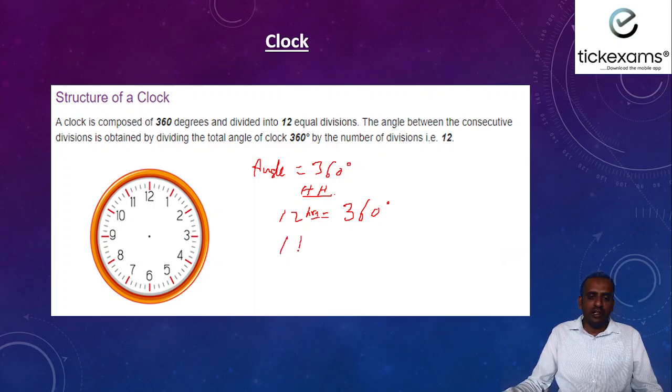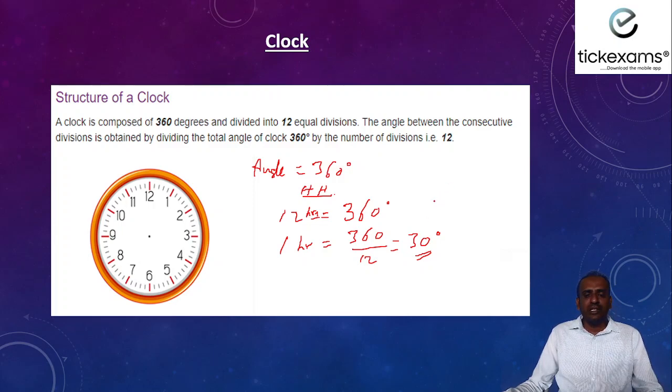So for 1 hour, how much will it cover? 360 divided by 12, which is 30 degrees. Now this means when the hour hand moves by 1 hour, it will cover 30 degrees. If it moves by 2 hours, it will cover 60 degrees. If it moves by 3 hours, it will cover 90 degrees and so on. So this is the logic we will use for finding the angle covered by our hand. This will be valid when the question is given in hours.